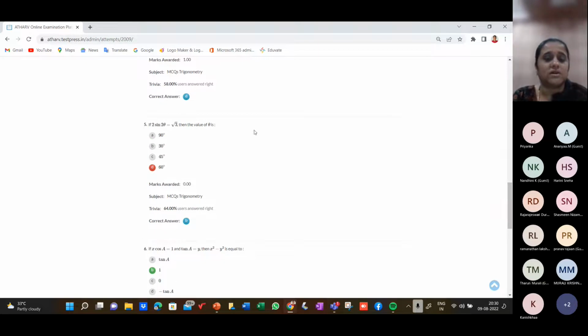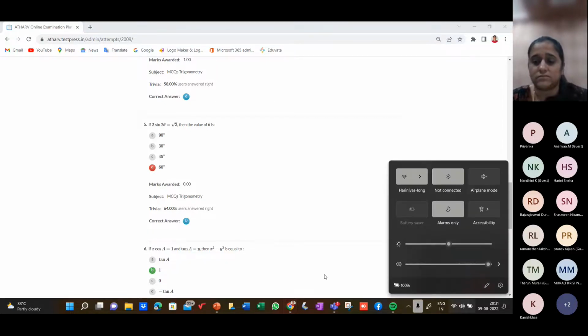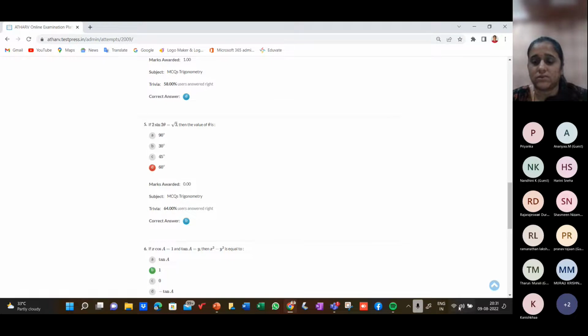So see here. If 2 sine 2 theta is equal to √3, then the value of theta is. So here she's gone wrong. I don't think I can annotate on this screen. No, I cannot annotate on the screen. One minute. No, I can't. No, children, I cannot write on the screen, but the 5th one you can see.